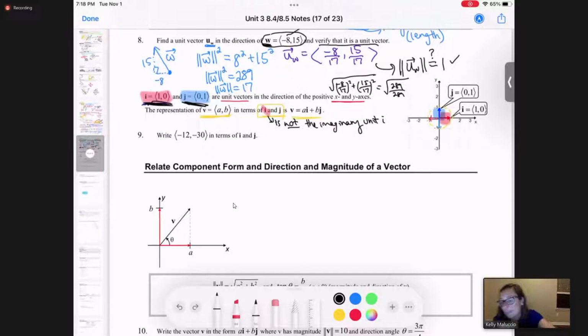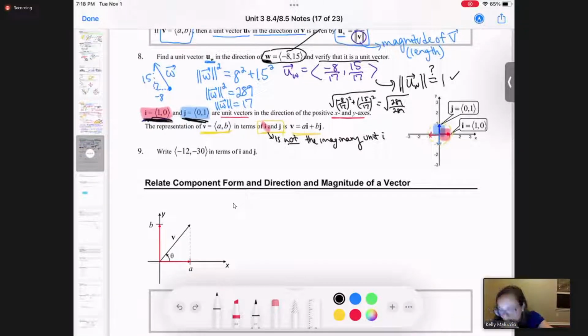But anyways. So number 9 is asking us to write this vector in terms of i and j. This is not the quote, right? This is just translating, kind of like the mini example I did above. So this is the i and this is the j. So you would just write -12i, the vector, -30j. You could write plus -30, but that's weird. We don't do that. So this is that vector in terms of i and j.